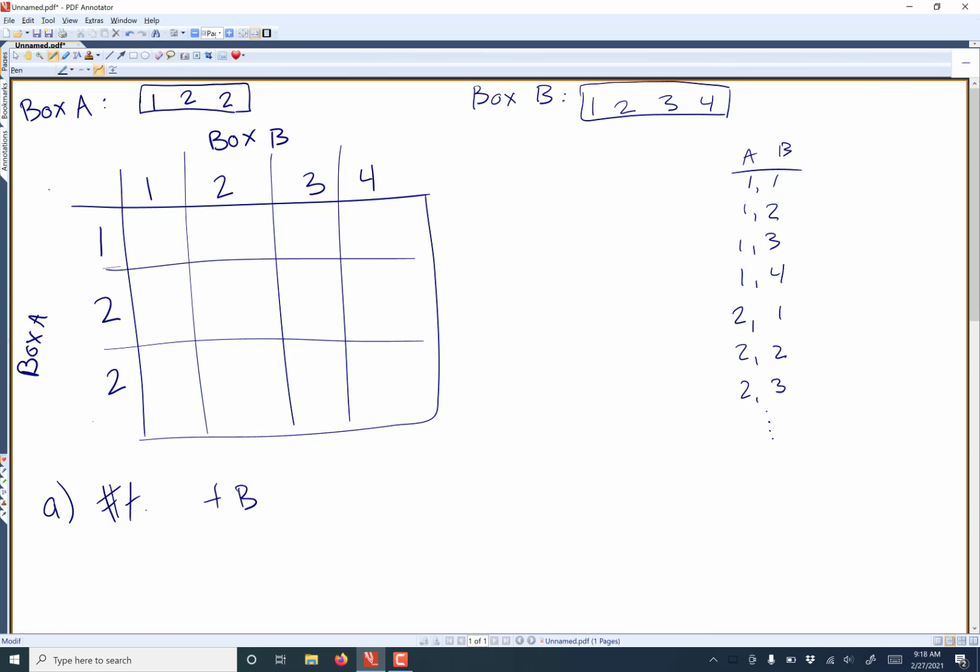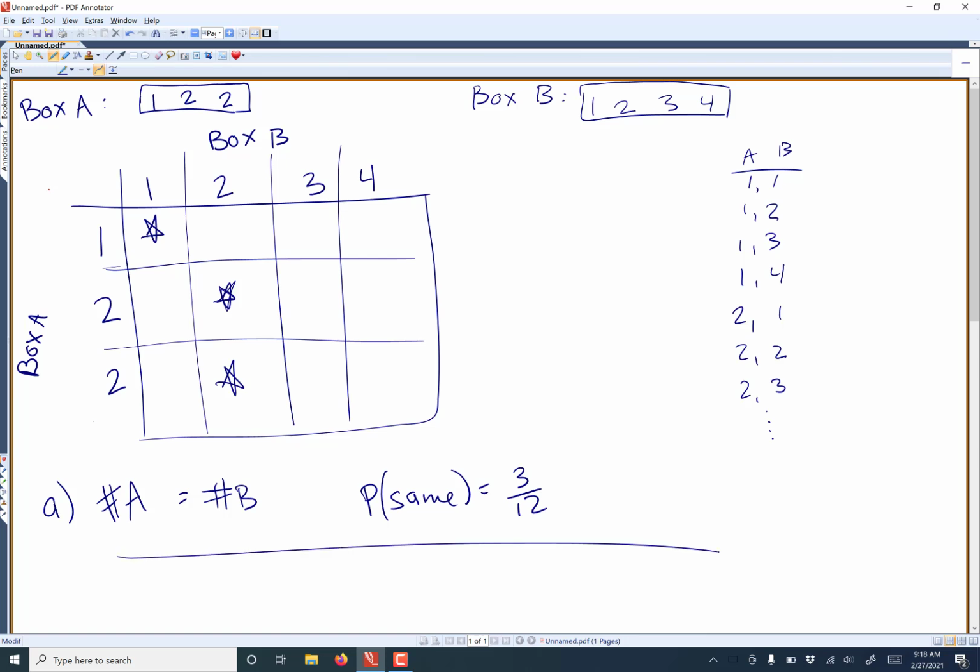So we want the number from A to be equal to the number from B. We want them to be the same. So we could get a 1 from both boxes, or we could get a 2 from both boxes. Notice if I'm getting a 3 or 4 from box B, I can't match that from A, so we don't have to worry about that. If you look at it, there are these 3 possibilities that are going to give you what you want. So the probability that they're the same is just going to be 3 out of 12 because there were 12 possibilities. So that's how I do it graphically.